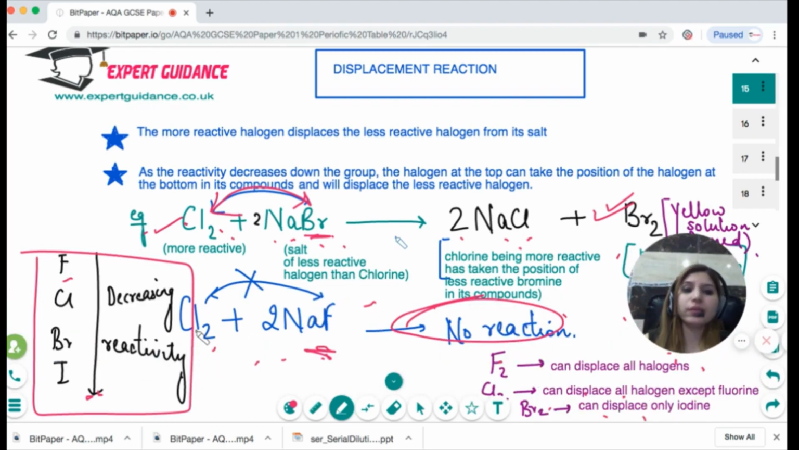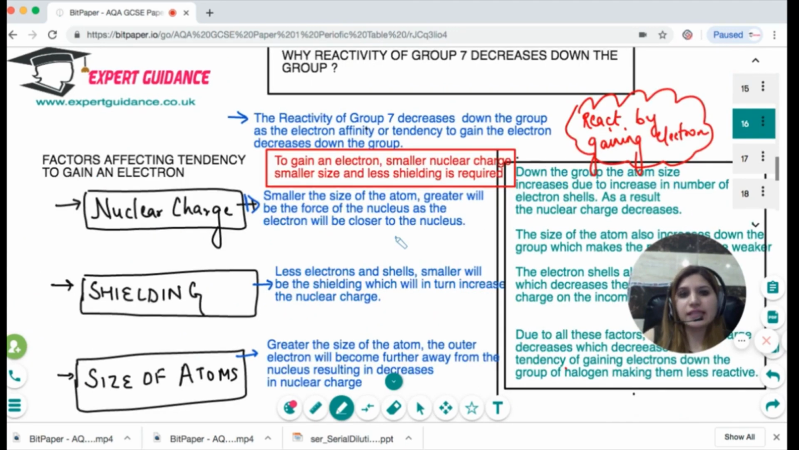Okay, so remember, the top halogen can take the position of the bottom halogen, provided the top halogen is alone as an element and the bottom halogen is in the form of a compound or a salt. I hope this displacement reaction is clear to you. Next is, again as in group 1, why the reactivity of group 7 decreases down the group. To answer this question, you will first explain how group 7 reacts.